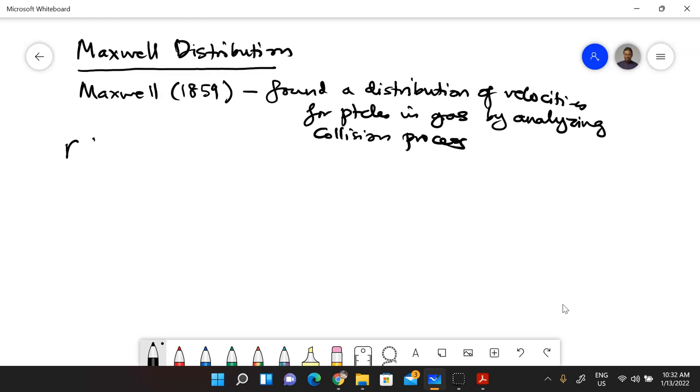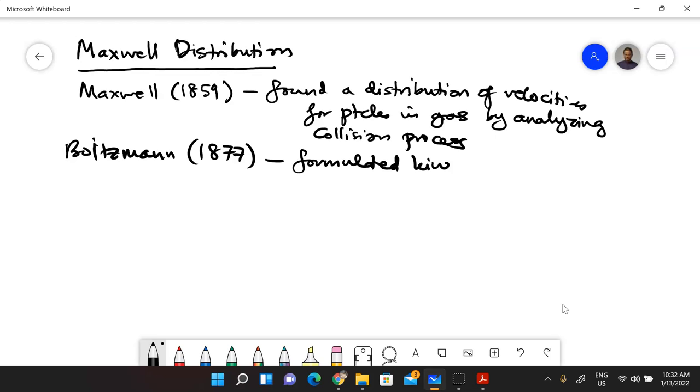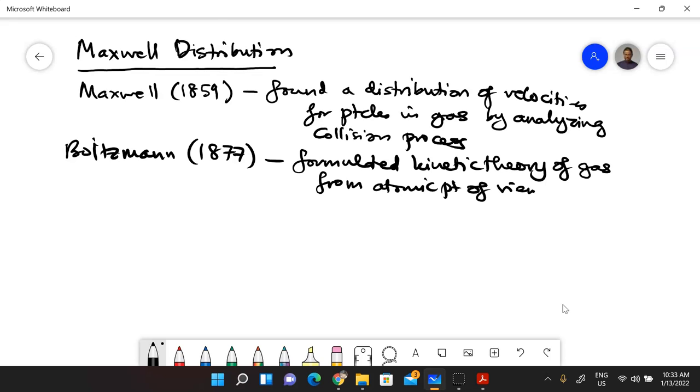And then this is followed by Boltzmann, which is in 1877, and then he formulated kinetic theory of gases from atomic point of view, and then rederived, reproduced Maxwell's distribution. So our aim here is essentially we want to do that.